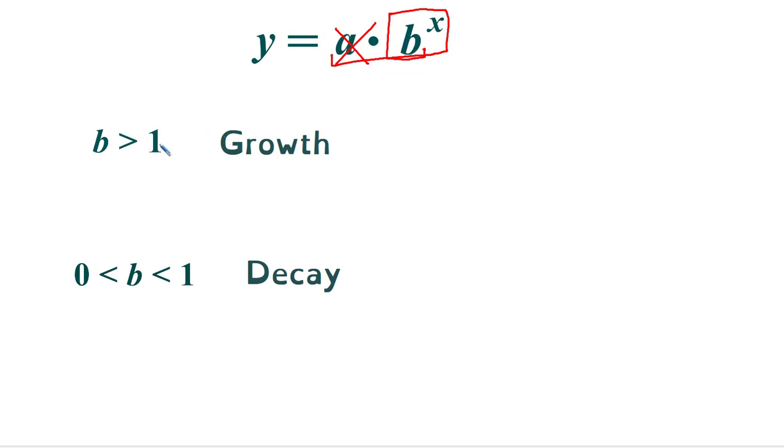If the b is greater than 1, that means it's growing. That means it's going up as we go to the right. If it's between 0 and 1, it's decaying. It's falling as it's going to the right. And so this is the exponential growth. This is what they were talking about with the COVID shot, flattening out the curve. It wanted us to flatten out that growth rate.